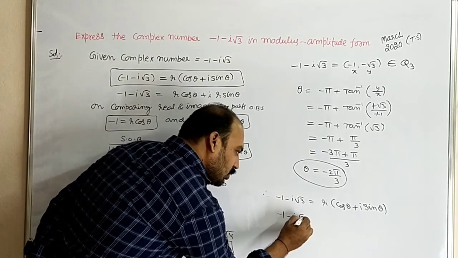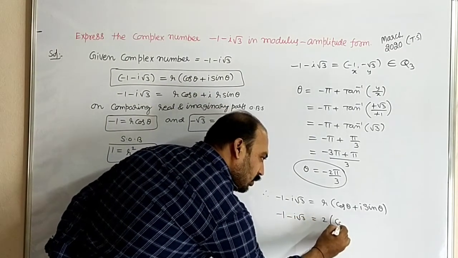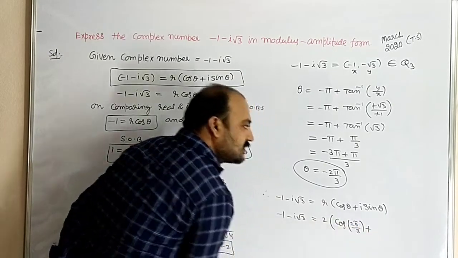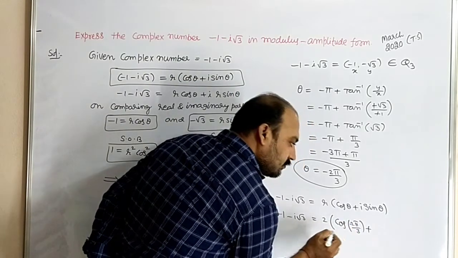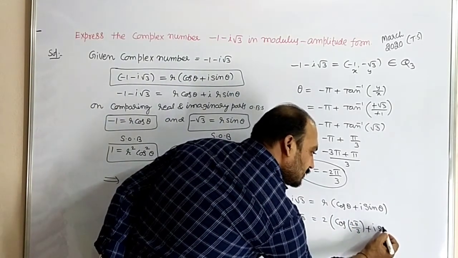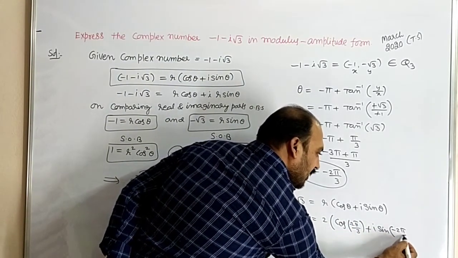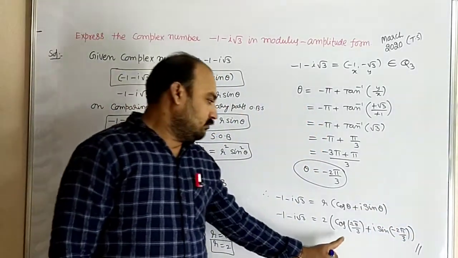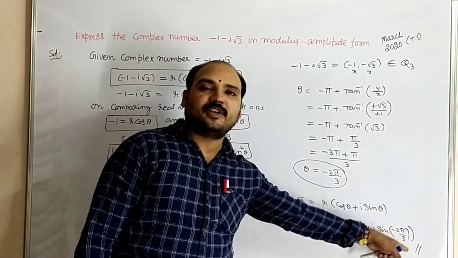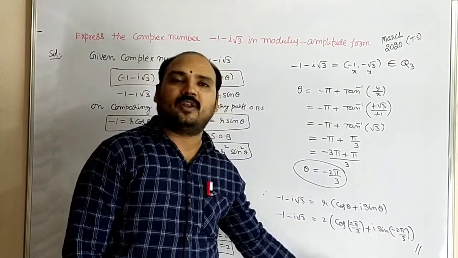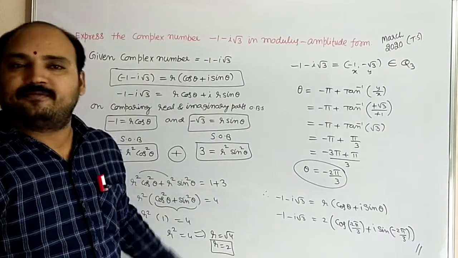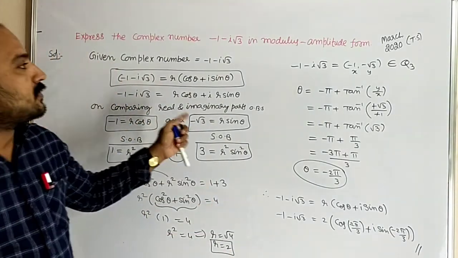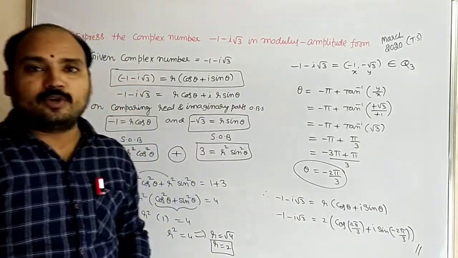Minus 1 minus i root 3 is equal to 2 into cos of minus 2 pi by 3 plus i into sine of minus 2 pi by 3. You can leave it like this. If you want, you can write cos of minus theta is cos theta, sine of minus theta is minus sin theta, otherwise leave it. Till here it is enough. Like this, you have to calculate the complex number in modulus amplitude form.